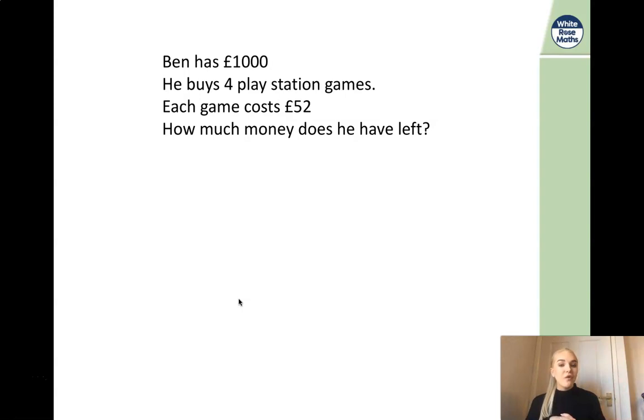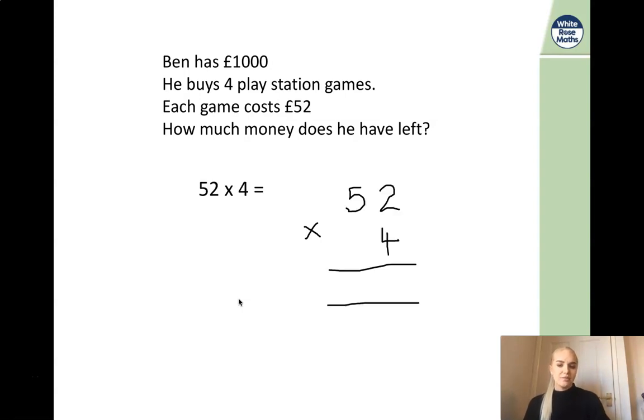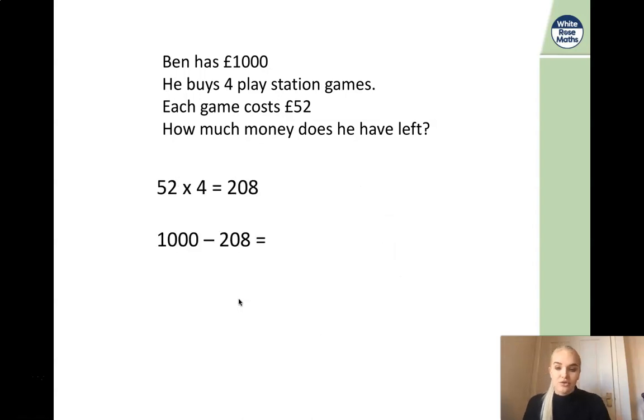Now he buys 4 PlayStation games, each game costing £52. First of all, we need to work out how much does he spend on PlayStation games altogether? So the multiplication we might do for this one is 52 multiplied by 4. You can see that 2 multiplied by 4 is 8 and 5 multiplied by 4 is 20. So 52 multiplied by 4 gives us 208.